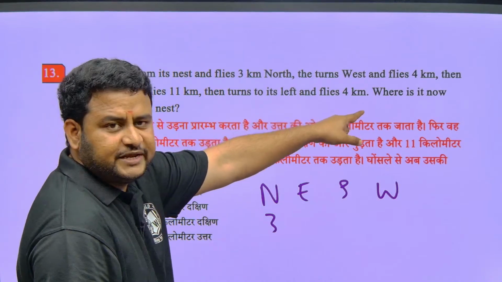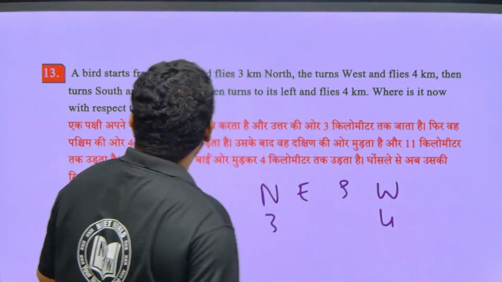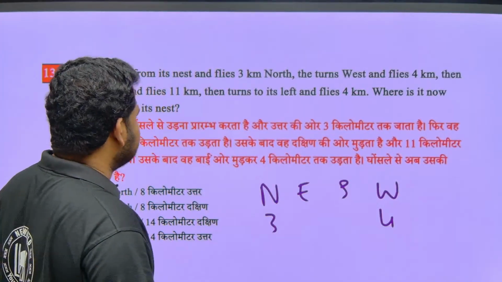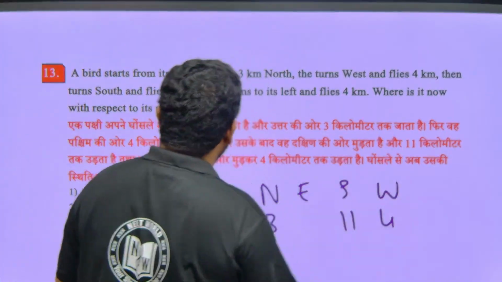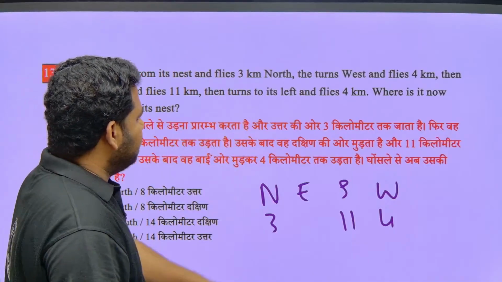Under west, I have to write how many? 4 km. That's it. Then it turns south and flies 11 km. Under south, how much should I write? 11 km. Fine. Then it turns to its left and flies 4 km.